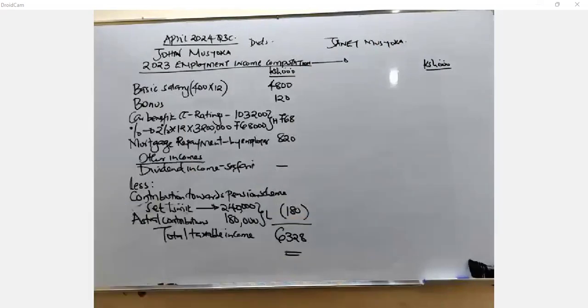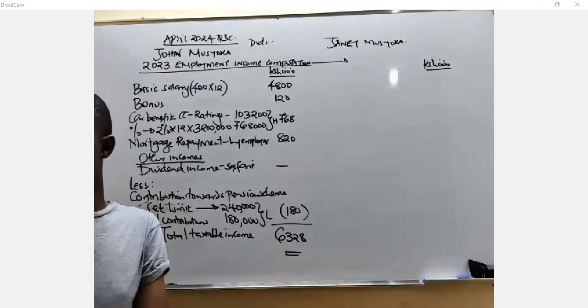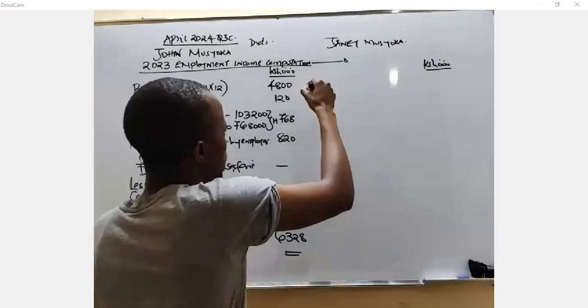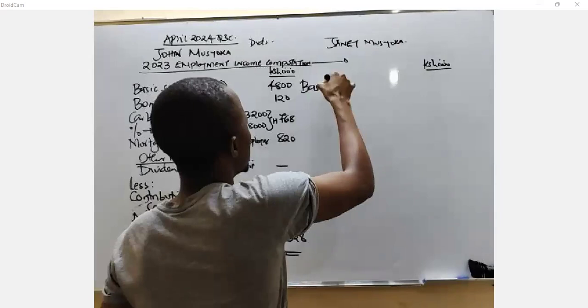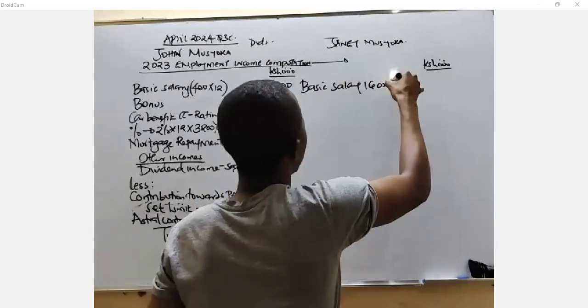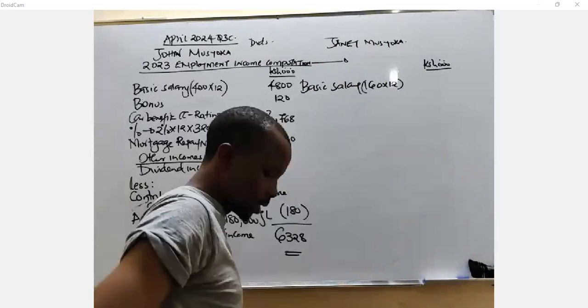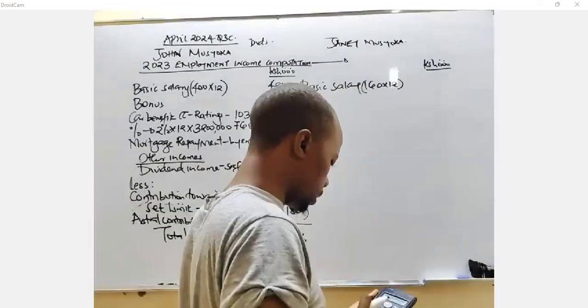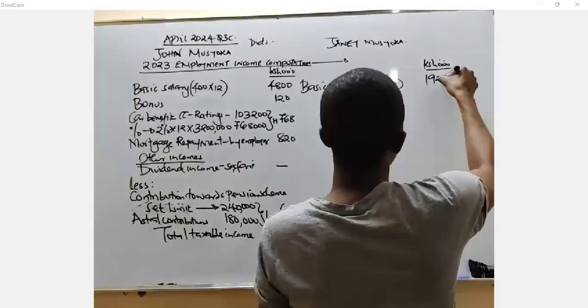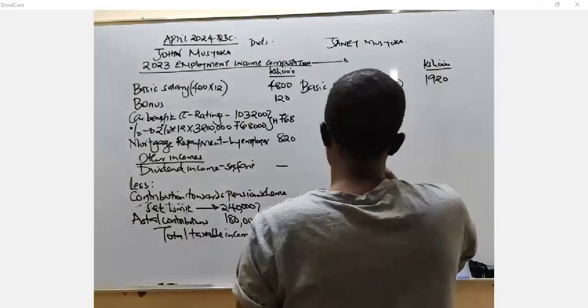And we have been told, in note number 7, his wife Janet Musyoka is employed by Bright Farmers Corporate Society as a general manager at a basic salary of 160. So basic salary is 160 times 12, right? 160 times 12, how much is that? We are getting 1,920. That is the basic salary.